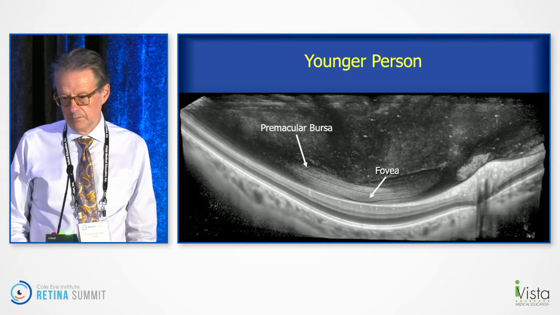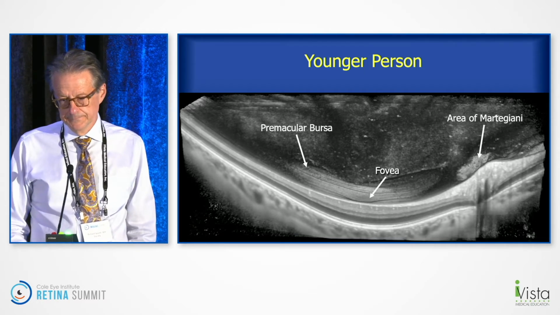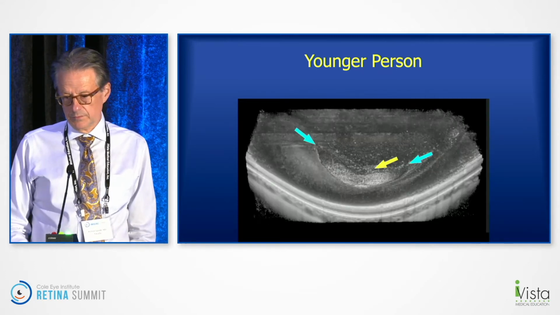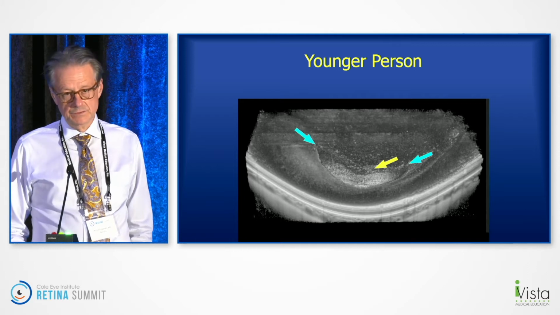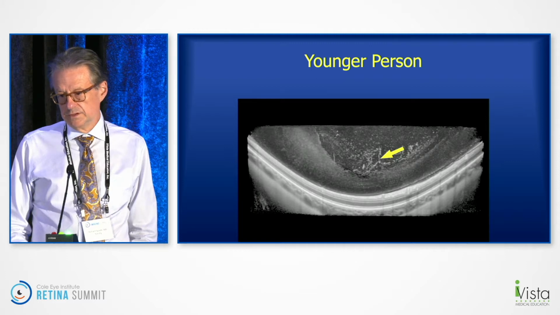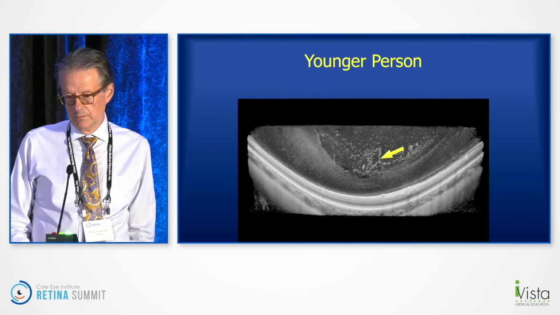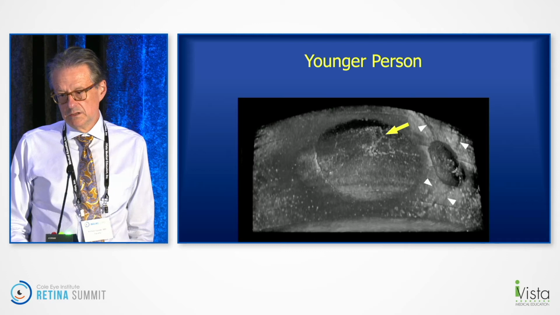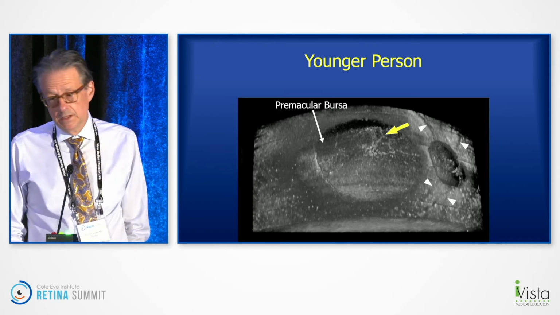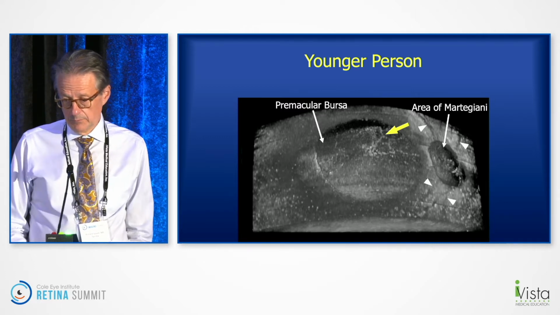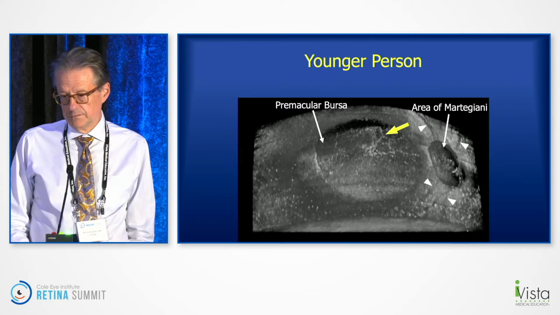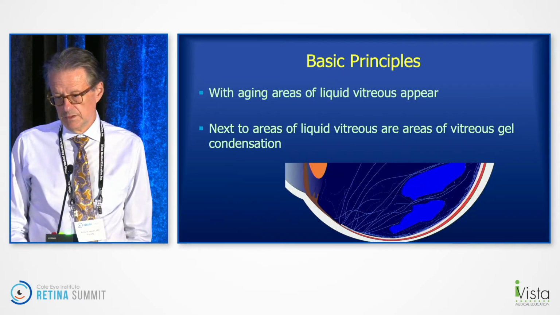and the premacular bursa, and the area martegiani. So this is a younger person again, and you can see this is the superior part of the premacular bursa, and we can rotate that around. The yellow arrow shows where there are condensations on the top part of the premacular bursa. Those condensations are very common around any kind of bursa that you can see inside the eye. You can take the vitreous off and flip it around and look at it from the backside. The yellow arrow again points to those condensations, and you can see the premacular bursa, the area martegiani, and those little white arrowheads are what I call vitreous indentations, or vascular indentations.